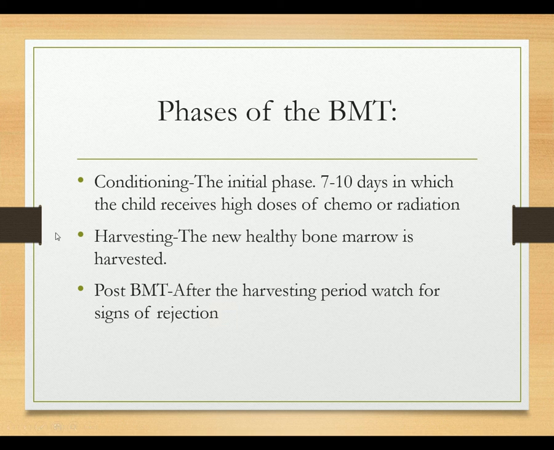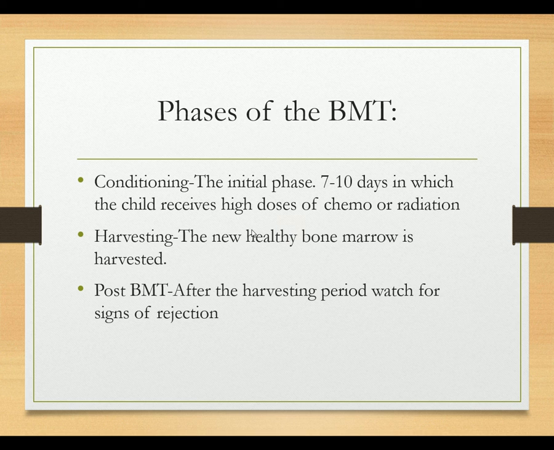Why? Because you're going to be harvesting. What are you going to be harvesting? A new healthy marrow. So the child is going to be without immunity for about 10 days after transplantation, and remember what that's called, pancytopenia, when you have no red cells, no white cells, and no platelets. Well, it takes about 10 to 20 days before the donor cells begin to proliferate and mature.